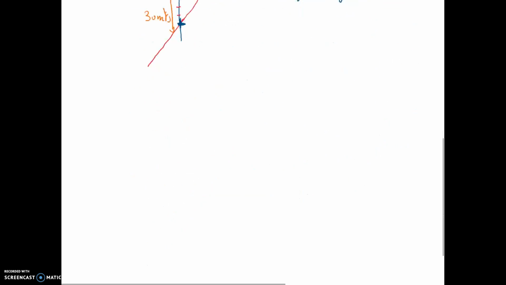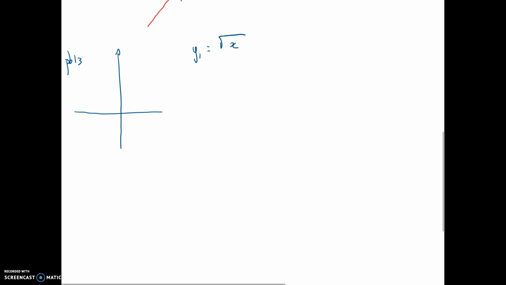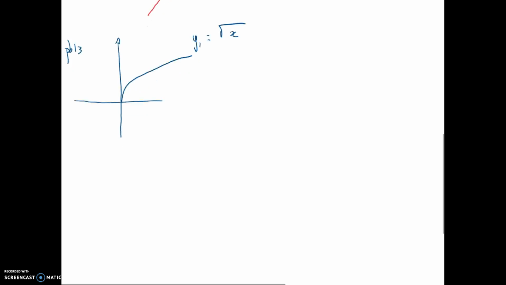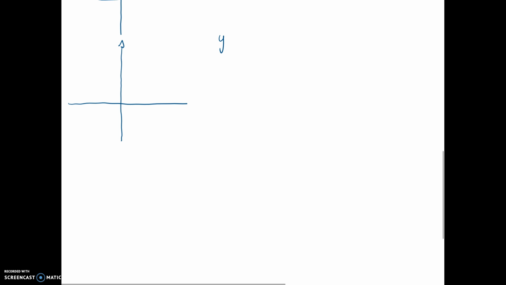All right, so now let's try to do problem number 13. So same idea on this problem number 13. First of all, I am going to graph y1. y1 is the square root of x. So I know the square root of x is going to be something like this. Now if I want to graph y2, y2 is the square root of x plus 6.